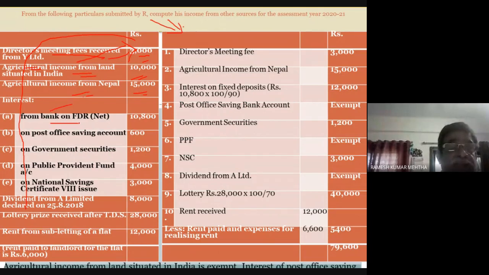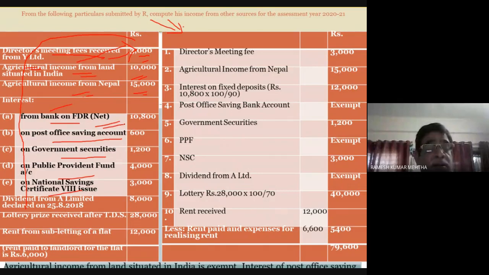He has made some investments in banks, post office savings account, Government of India securities, public provident fund, and national savings certificate. The interest he has earned on bank deposits is 10,800, and this is net, meaning after deduction of tax at source. On the post office savings account, he has earned interest of 6,000 rupees. On Government of India securities, he has earned interest of 12,000 rupees. On public provident fund, he made an interest of 4,000 rupees.